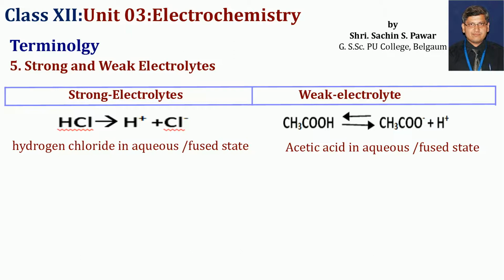While if you take a weak electrolyte, say acetic acid, if you put it in the water or fuse it, it will ionize into CH3COO-, that is acetate ions, and H+ ions. However, here you see the acetate ion and H+ ions have an ability to combine together to give back acetic acid. So for weak electrolyte, the ionization is reversible, as you can see from the forward direction arrow and the backward direction arrow. Such backward reaction is not occurring in strong electrolytes, as you can see for HCl.